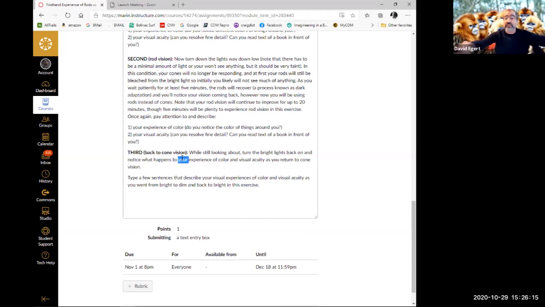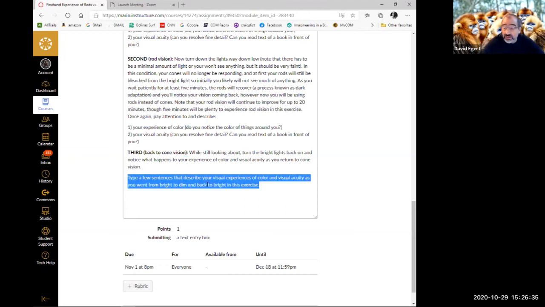You can't have an instant comparison from cones to rods because it takes 5 minutes for the rods to come online. But once you're used to it, like, oh, this is rods, you can turn the lights back on and it's like, whoa, let's see how everything looks different.